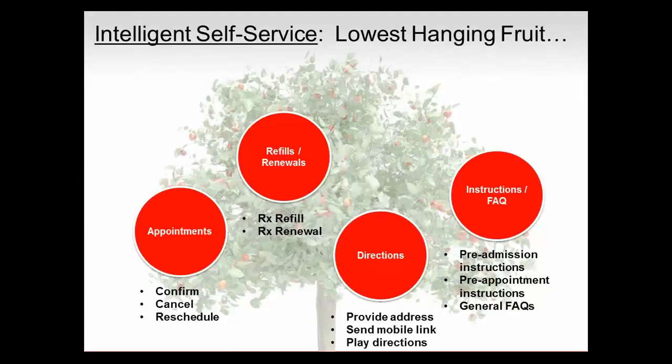But there's all kinds of logic you can build around that in a self-service environment to address either those transactions completely in the self-service environment or at least partially. Directions and FAQs, other areas of opportunity from a self-service perspective.